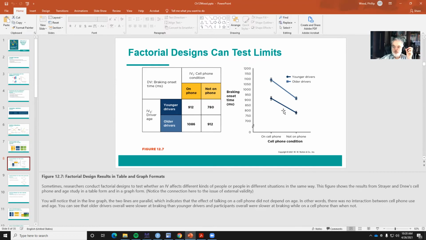So this is a picture where I have two main effects. Generally speaking, in this picture, it doesn't look like there's that much of an interaction. That is, the slope of this line, the difference in braking time from being on the phone and not being on the phone, doesn't look like it's that much different than it was for the younger drivers.